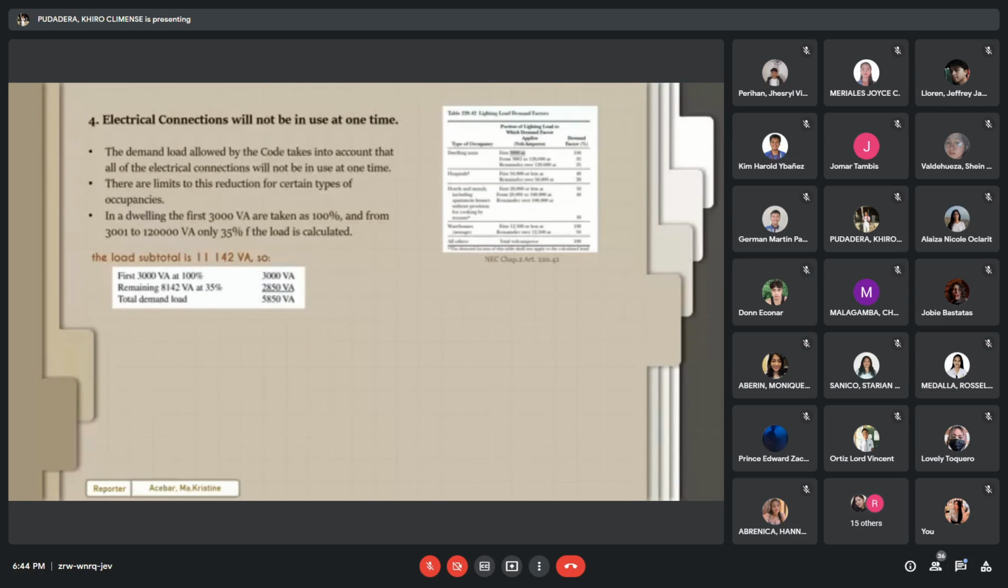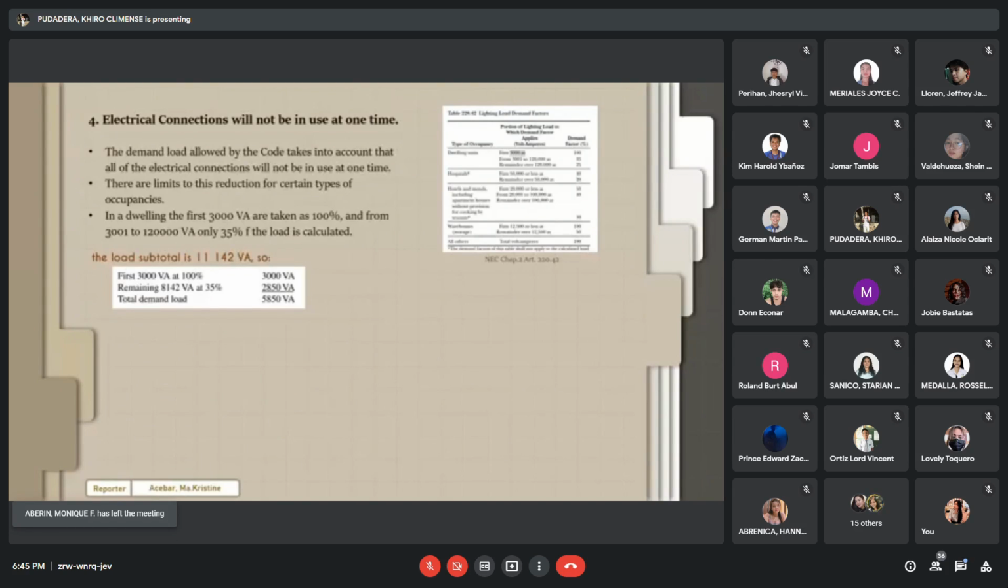So, pila na bilin? 11,143 minus 3,000 is equal to 8,142 VA. Then, 8,142 VA at 35% is 2,850 VA. Then, i-add na to ang 3,000 VA plus 2,850 VA. Ang atong total demand load is 5,850 VA. So, that is the total demand load.